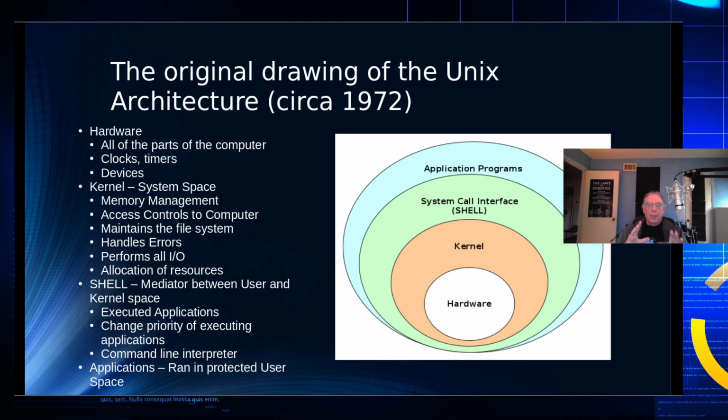But the idea behind this was to have hardware kind of surrounded by a layer, an onion, if you will, of other layers. And the first layer around the hardware was the kernel. And so the kernel was the only thing that could interface directly with the hardware. Everything else had to interface to the hardware through the kernel via an application programming interface, or syscall.